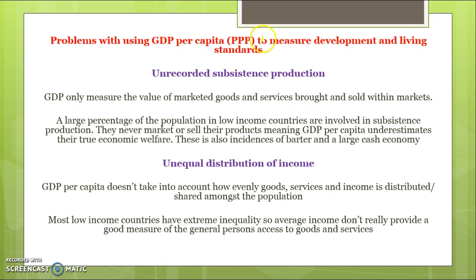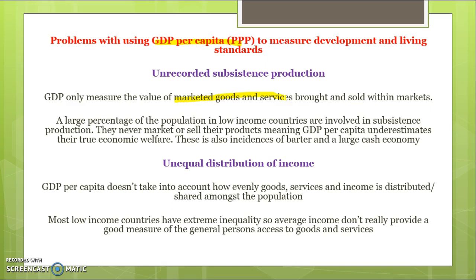So in terms of more detail, some problems with GDP per capita to measure development and living standards. One is unrecorded subsistence production. So GDP only measures the value of marketed goods and services bought and sold within traditional markets. But in low-income countries, a large percentage of the population are involved in subsistence production. They never actually sell their products, meaning GDP per capita seriously underestimates the true level of production going on in that country. So it leads to them underestimating the true living standards within those countries.